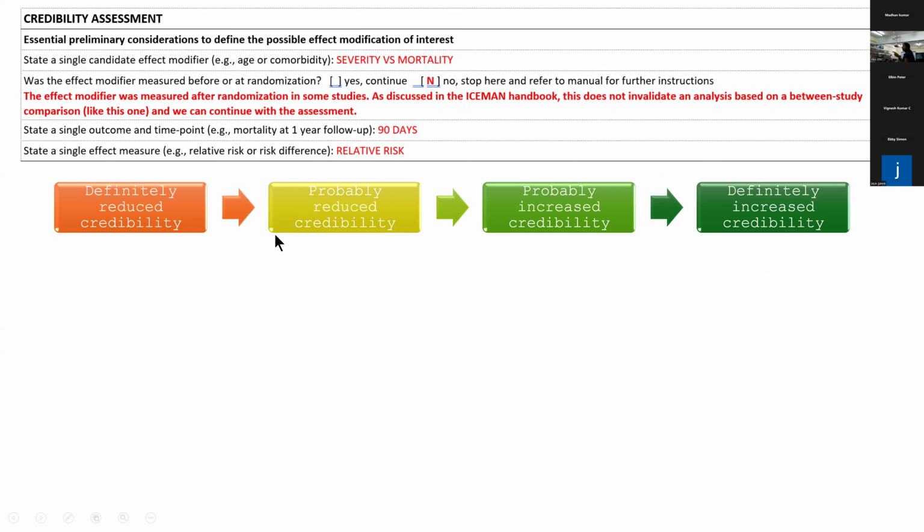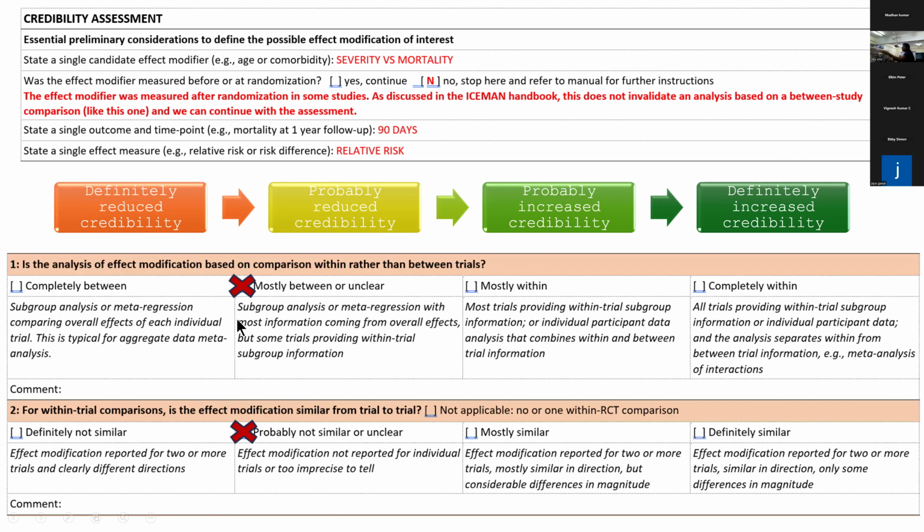The next thing to understand is there are 2 kinds of effects. Basically each question has 4 options. The options on the left mean there's definitely reduced credibility. This option means probably reduced credibility. That side is probably increased credibility, and on that side is definitely increased credibility. So you actually want all your results to fall on the right side and not on the left side.